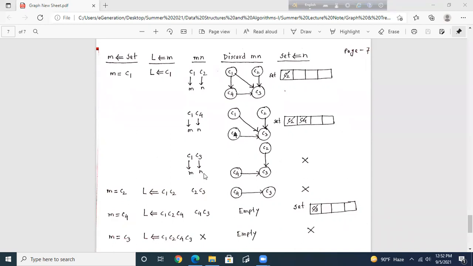Since our N value is C3, whether you can write C3 inside the set. Now you are not allowed to write C3 inside the set because towards C3 there is an incoming edge from C2 and another incoming edge from C4. So I cannot write C3 inside the set. Because of that, I have given a cross sign here.